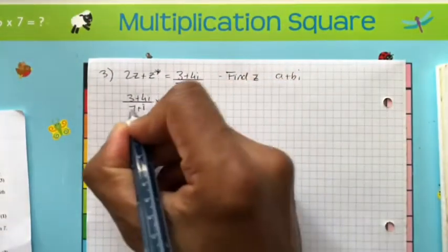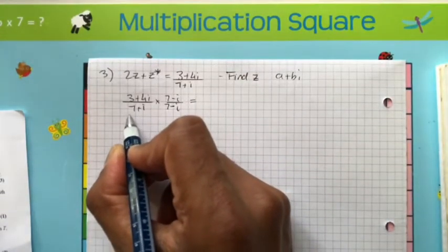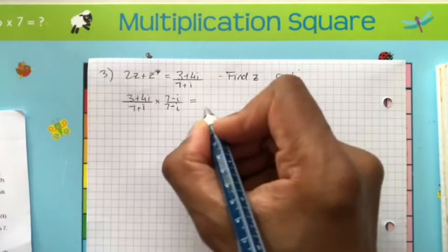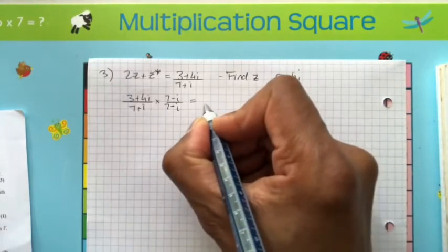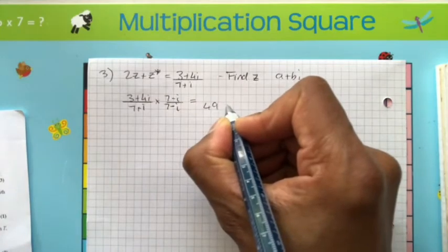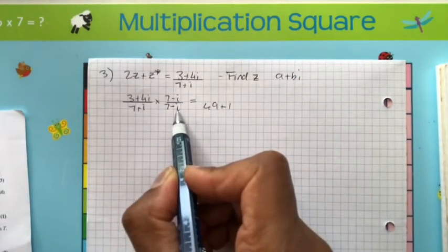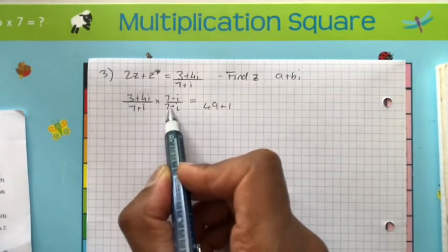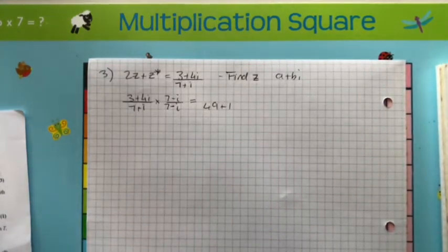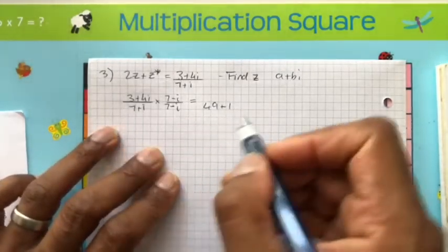So let's work with the denominator first. All we do is we square and add. So 7 squared is 49, 1 squared is 1. And remember, i times i is i squared, which is minus 1, and we have a minus there, so that gives us a plus. And then on the top, we go through and multiply.